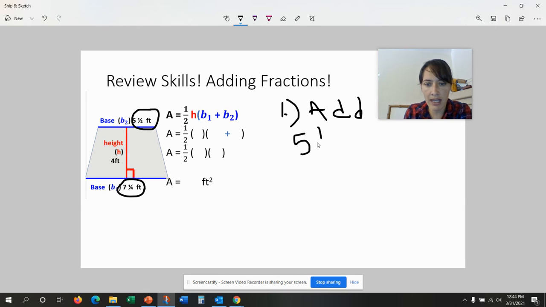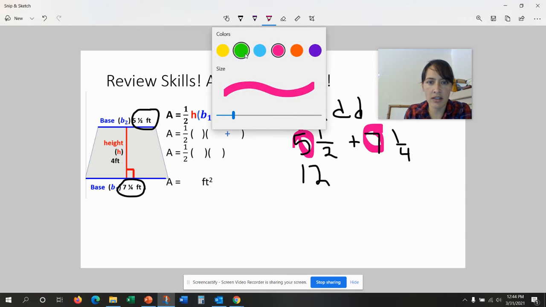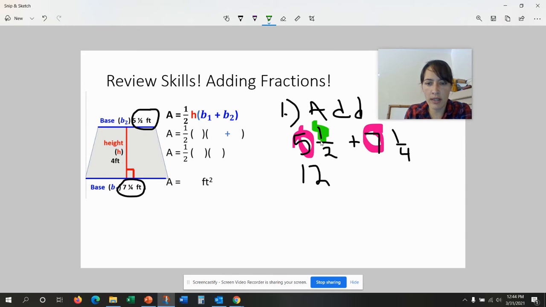So 5.5, 5 1/2, plus 7 1/4. The neat thing about fraction addition is you can add the whole numbers first. So let's just add 5 and 7. Right, 5 plus 7 is 8, 9, 10, 11, 12. Okay, so 12. But now we need to add these fractions, right? We need to add 1/2 plus 1/4.